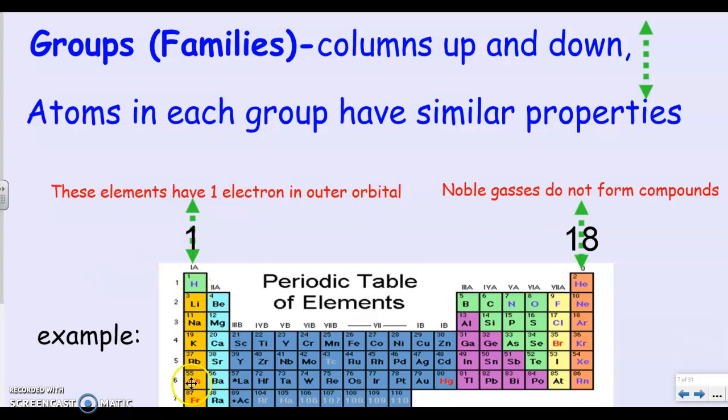Everything here in group 1 has 1 electron in their outermost orbital, which they tend to donate, give away, and that gives them an active chemical reaction. Group 18, on the other hand, are noble gases. They don't form compounds and are found in a gaseous state.